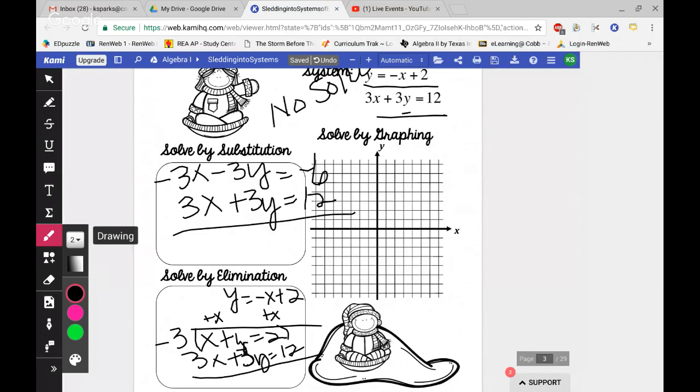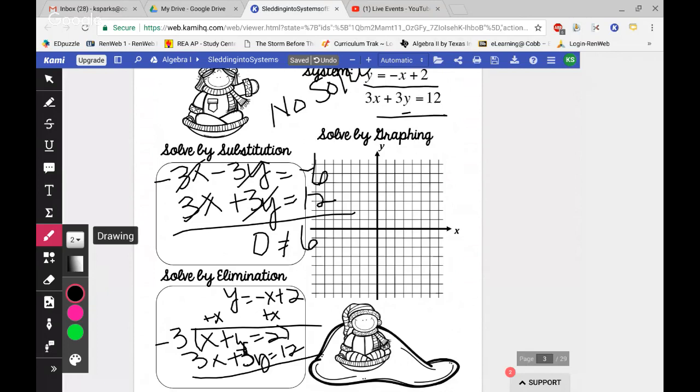And with elimination on this one, everything cancels. You would actually get 0 equals 6, which is not a true statement. So for elimination, you've also proven that there's no solution. And then, as far as graphing, you would just put it in y equals mx plus b format and then graph it. And they're going to come up to be parallel lines.